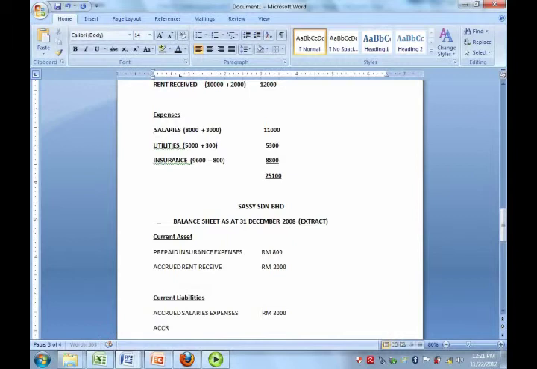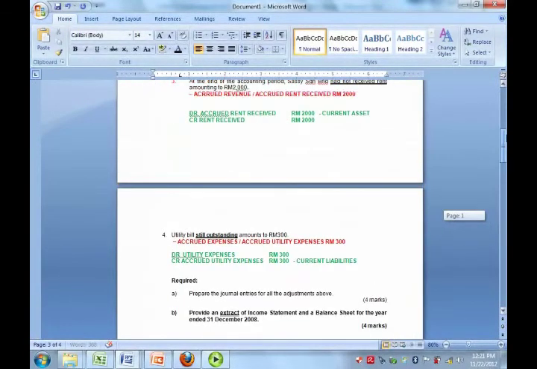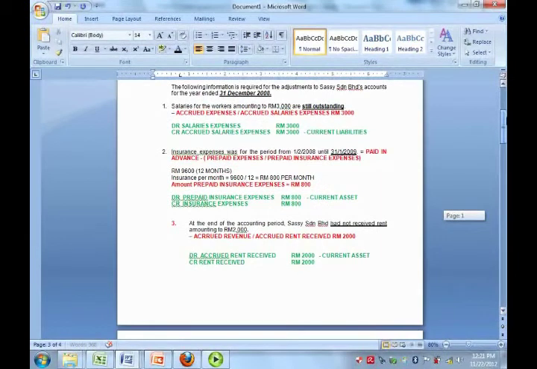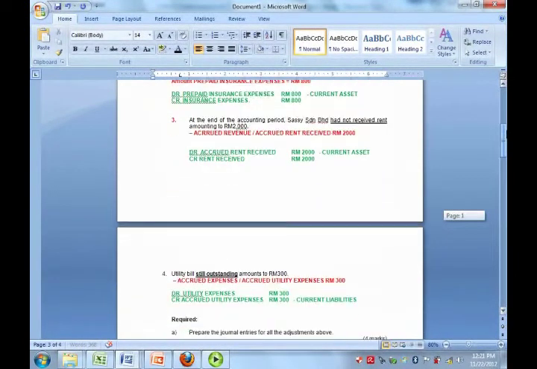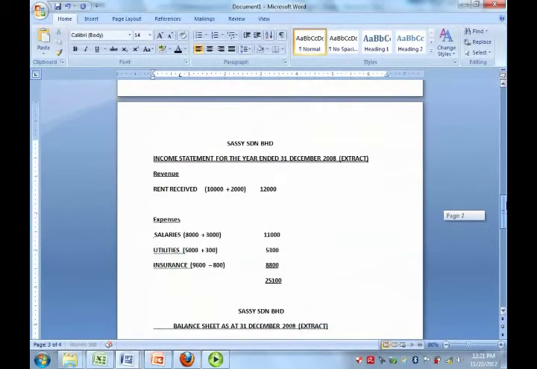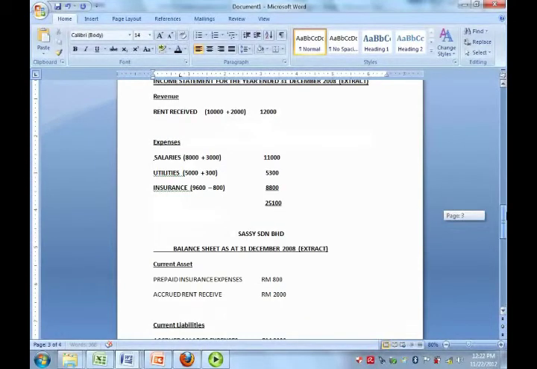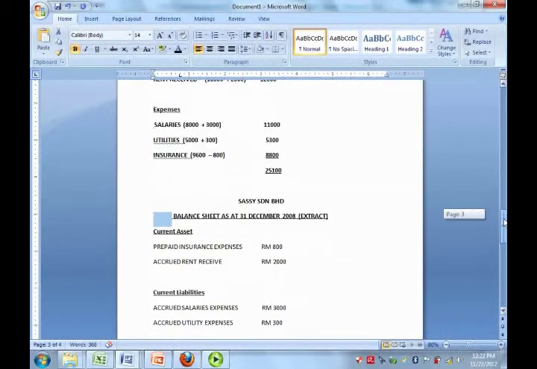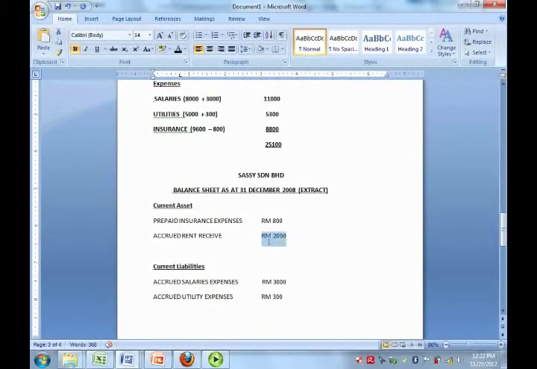What is it? Yes, accrued utility expenses. Can I know the amount? RM 300. From where you can get all the amount? From your information just now. You have extract, correct? Based on info number 1, info number 2, info number 3, and info number 4. So class, you have extract income statement and extract balance sheet. Any question?